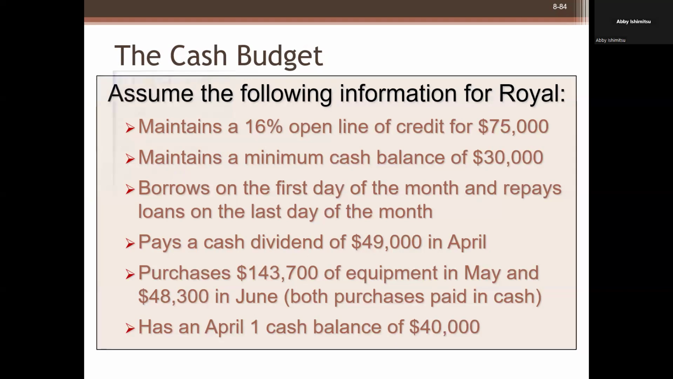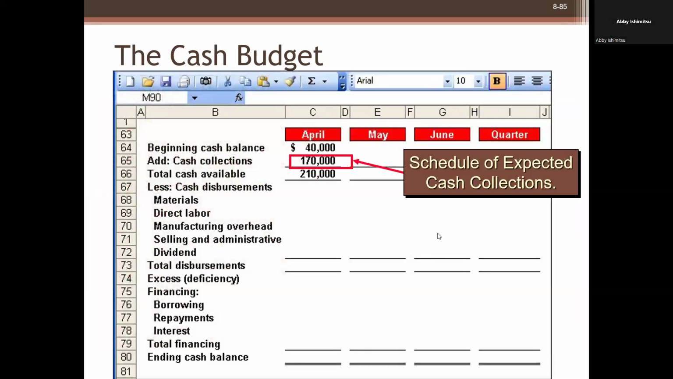Okay. So this one goes pretty fast, and it's pulling from a lot of sources, Abby. So what I would say is, when you're doing this, make a lot of notes as to where this is coming from. And you may need to go back and go through the slides again. So beginning cash balance, given. Cash collections, you go back to your cash receipts budget and pull that for April. And that tells you how much cash you have available, okay?